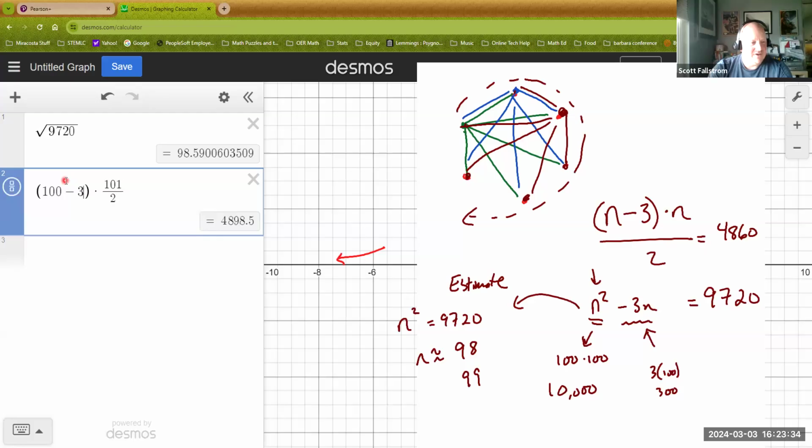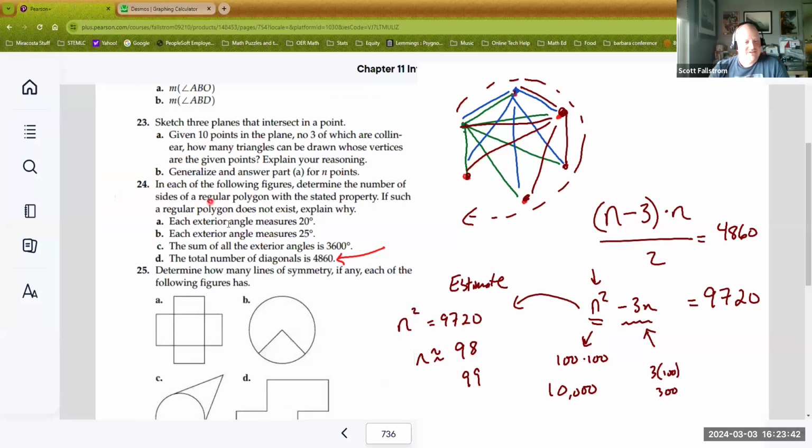101 gets me 4949, which is over. So I gotta say, yeah, I don't think that's actually possible. The regular polygon does not exist because I tested a 99 sided figure, I tested 100, and I'll never hit 4860 right on the nose. So this is one where they would say it does not exist. And it does say determine the number of sides of a regular polygon with the stated property. So we can now say that there is no regular polygon where it has 4,860 diagonals.